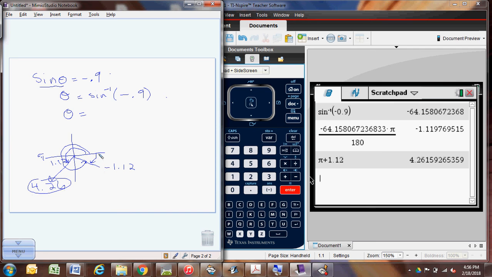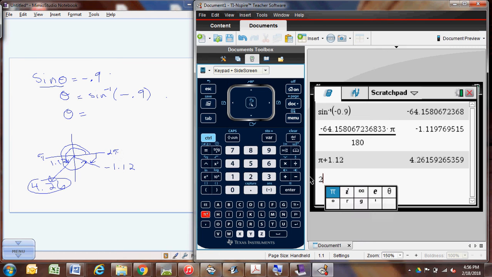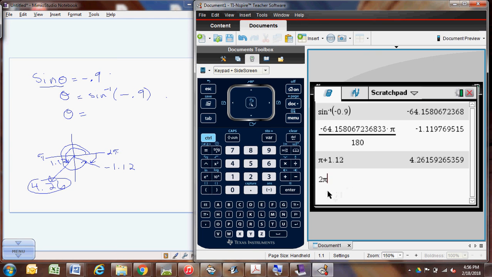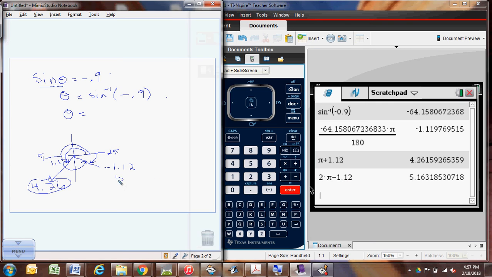And the other answer is this one, but we can't come backwards, so we have to go all the way around to here. If this is 2 pi, we're a little bit short of getting all the way to 2 pi. So we take 2 pi minus the 1.12, and that gives us this other answer of 5.16, if we round to 2 decimal places. So our answers for theta are 4.26 radians and approximately 5.16 radians.